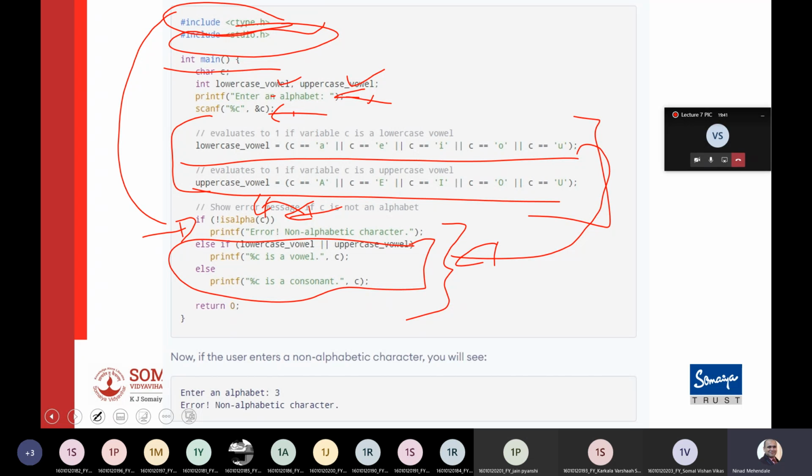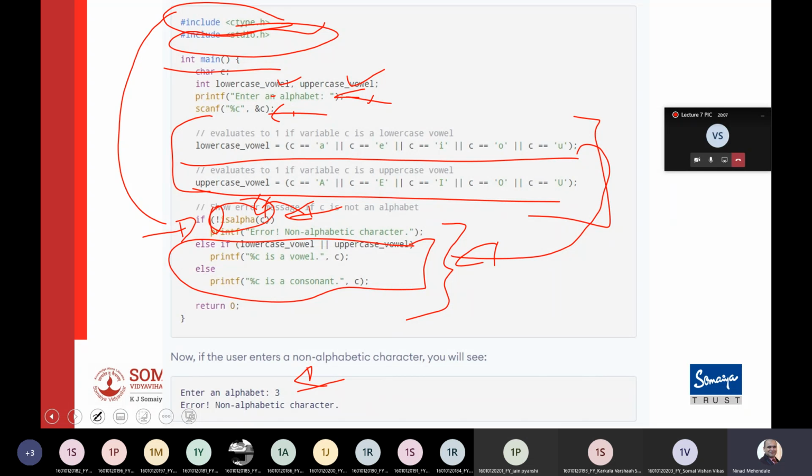So if the user enters a non-alphabetic character, say the user enters 3, then it will show a non-alphabetic character rather than saying it's a consonant. So that is a better program, or an improved program, compared to the earlier one, provided we know how this isalpha function works. And you can see that an exclamation mark is given to invert the 1 or 0.